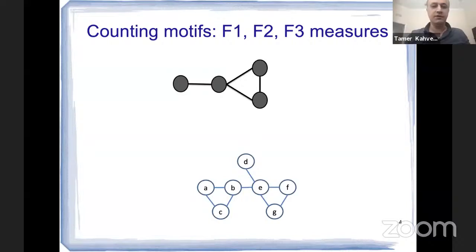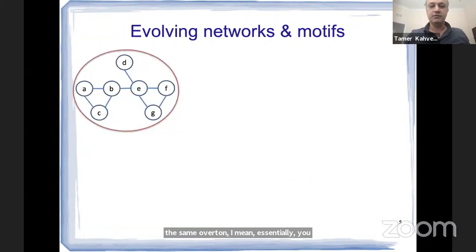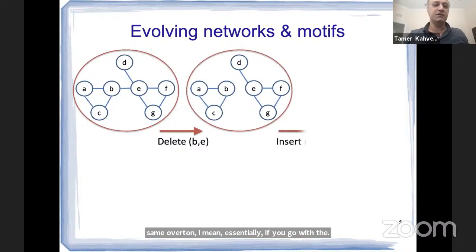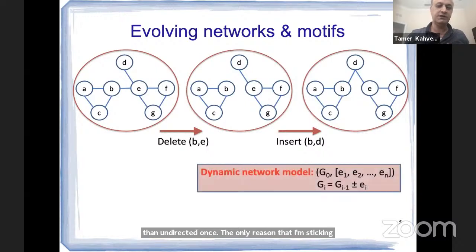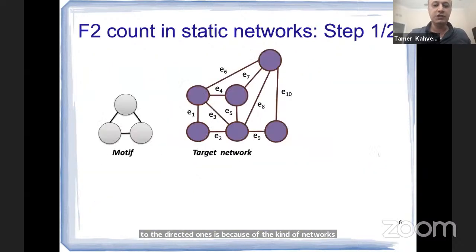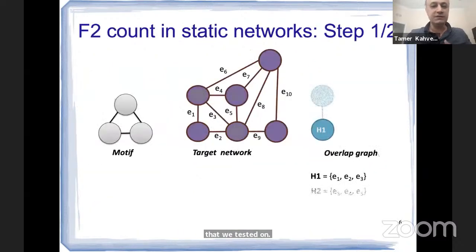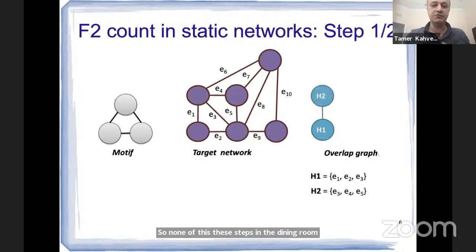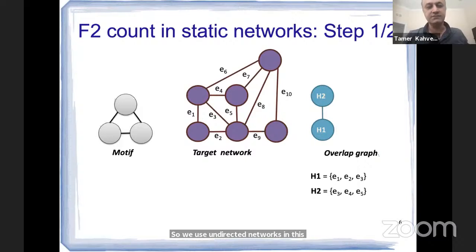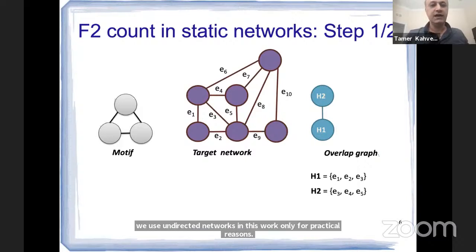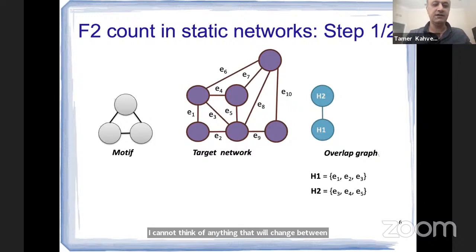It is the same algorithm. There's really no difference between the directed and undirected ones. The only reason that I'm sticking to the directed ones is because of the kind of networks that we tested on, plus the motifs. None of these steps in the algorithm change for directed or undirected networks. So we use undirected networks in this work only for practical reasons. I cannot think of anything that will change between directed and undirected.